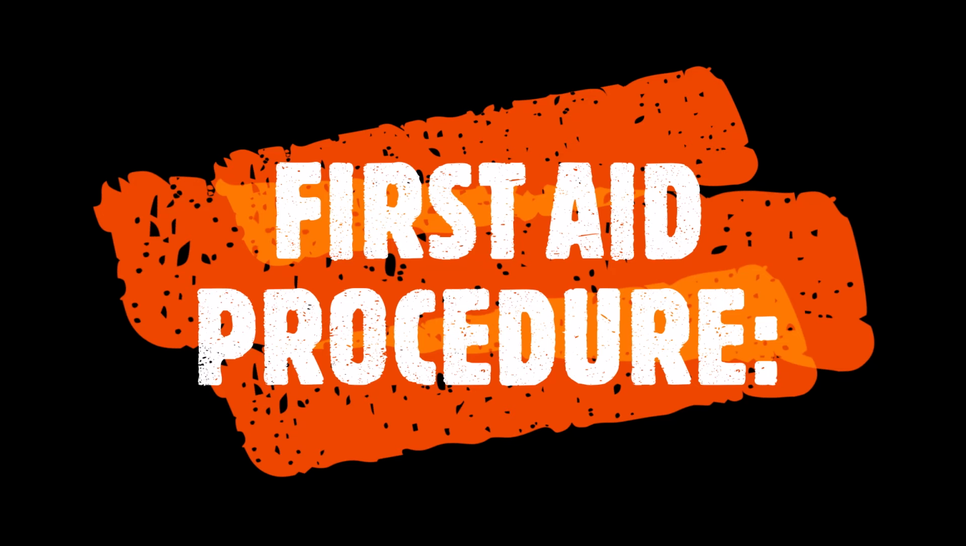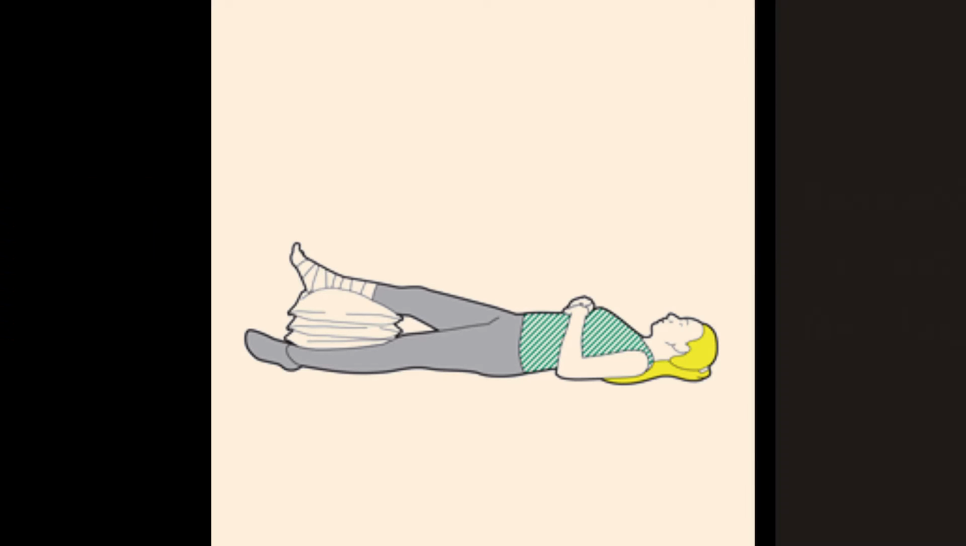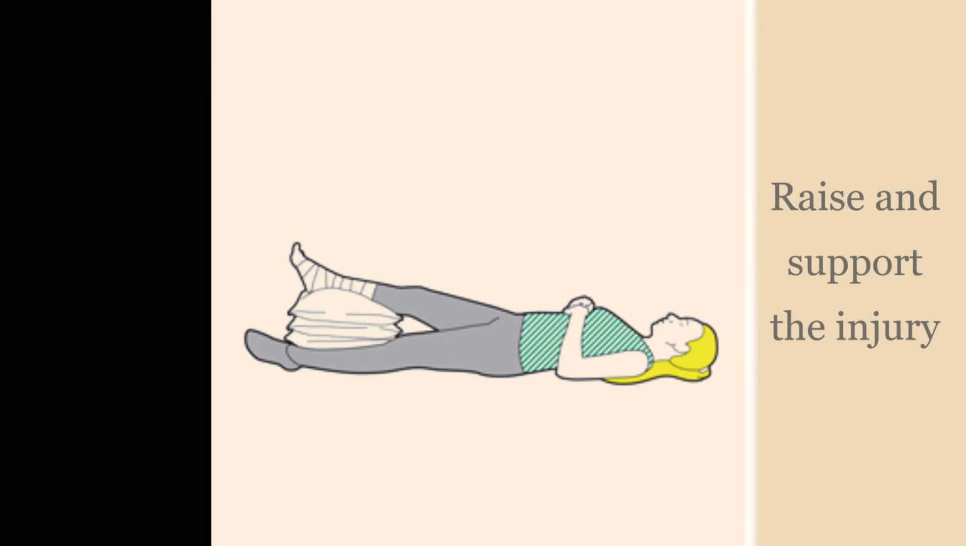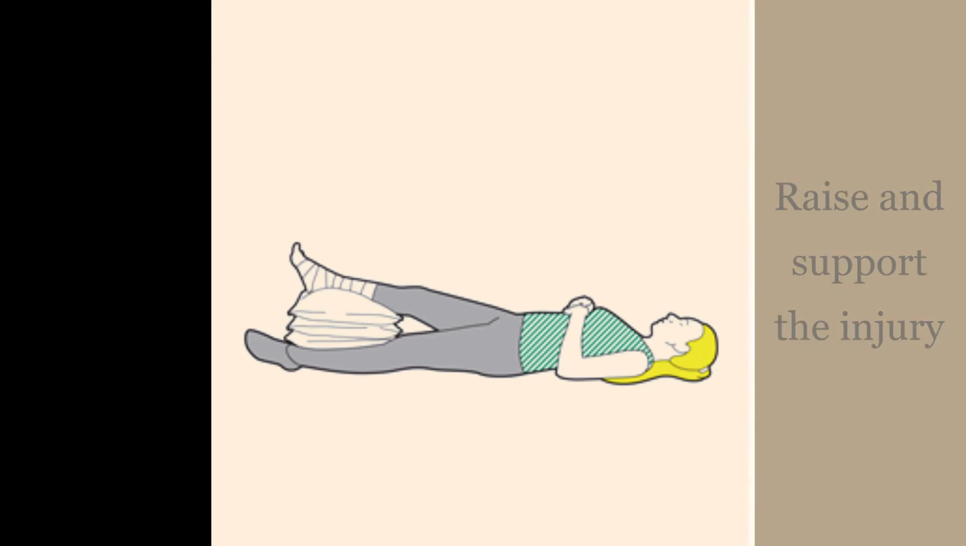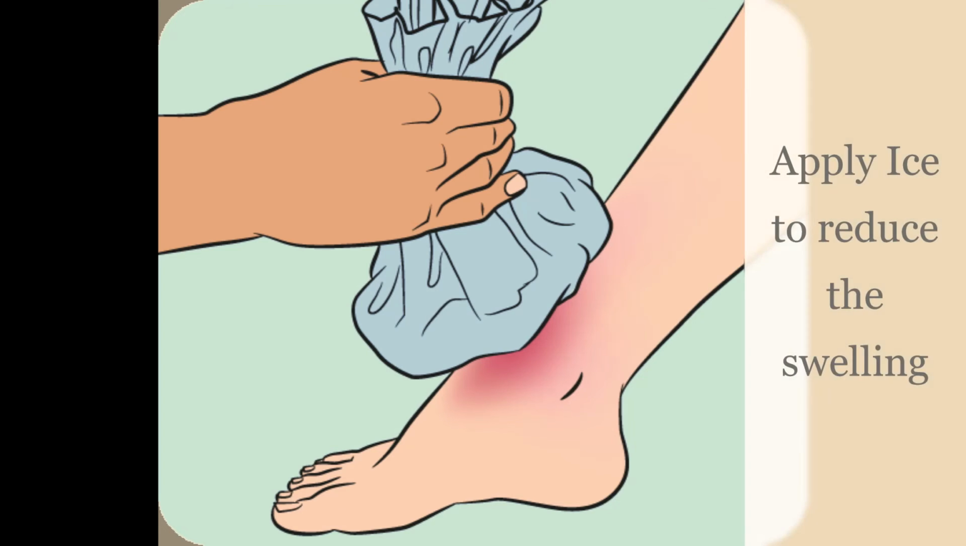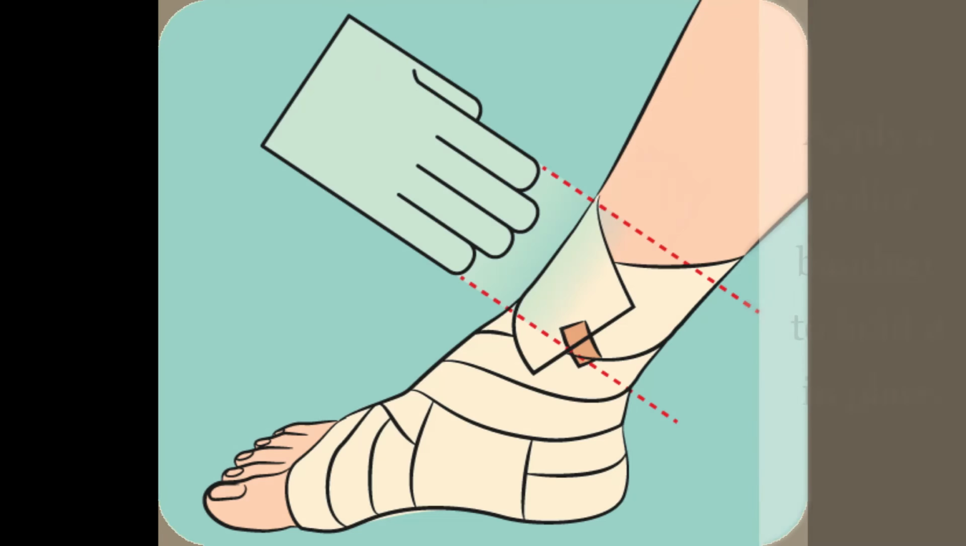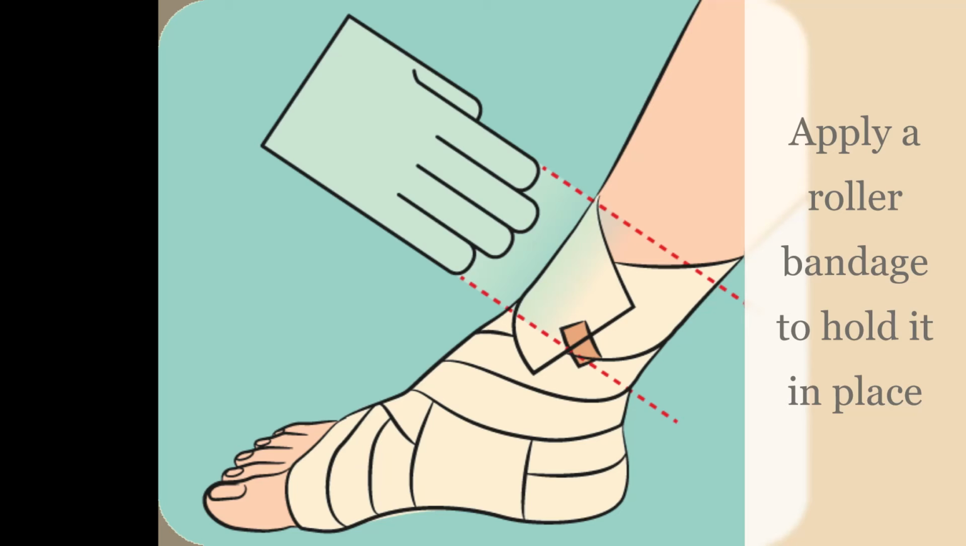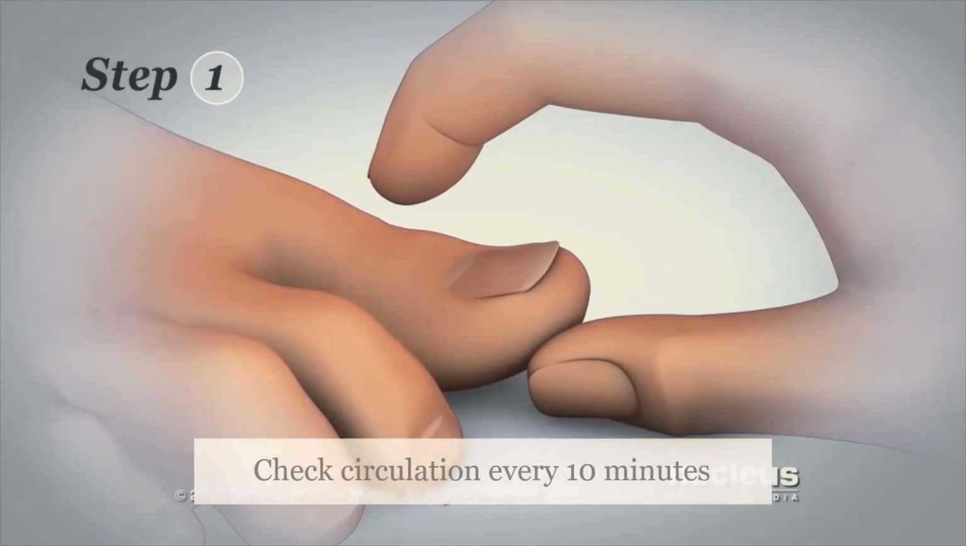In this situation, what's the first aid treatment for a sprain? 1. Raise and support the injury on cushions. 2. Apply ice right away to reduce the swelling and cover with padding. 3. Apply a roller bandage to hold the ice pack and padding in place. Make sure the bandage covers from the joint before to the joint after the injury.